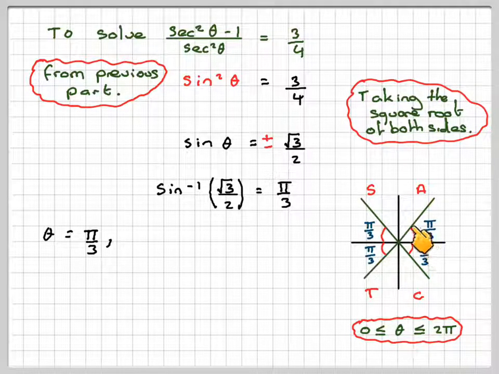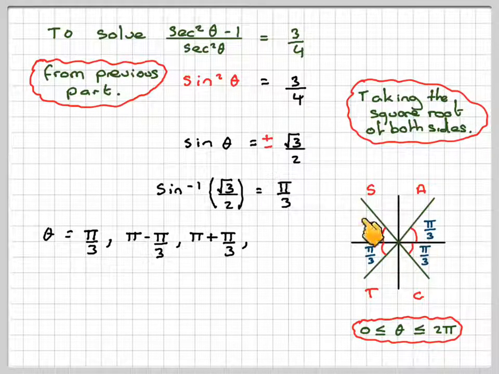And then the next angle will be π − π/3. So that gives me that angle there. Then the following one will give me π + π/3. And the final one will be 2π − π/3.